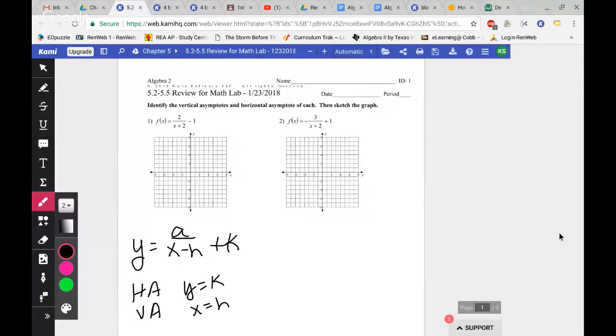And I can't see the chat window when I'm on here. So either somebody needs to speak up or somebody needs to tell me if somebody else writes it in the chat window. Is the horizontal on the bottom or the top? The horizontal, the HA, is the y equals k. So it's going to be this part of the formula. So what up here would identify with this right here? -1, right? Yes, good job. Way to go. So the horizontal asymptote on this particular one is going to be y equals -1.